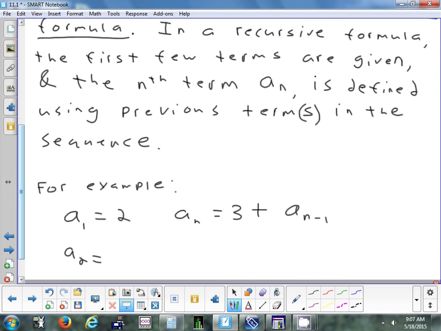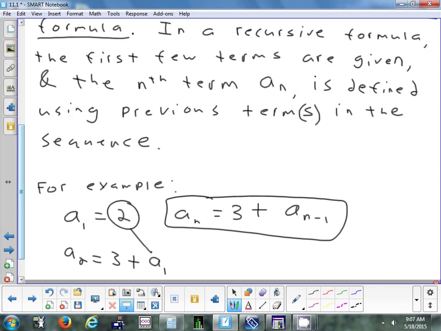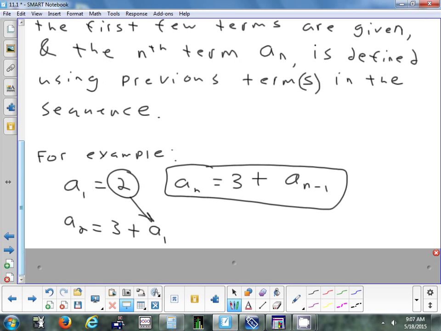So if I wanted the second term, just fill in 2 for n in that equation. So a sub 2 is 3 plus a sub 2 minus 1. 2 minus 1 is 1. And now you go back and you say, oh, I already know that term. Plug it in. And a sub 2 is 3 plus the one before it. The one before it was 2. So in this case, you get 5.